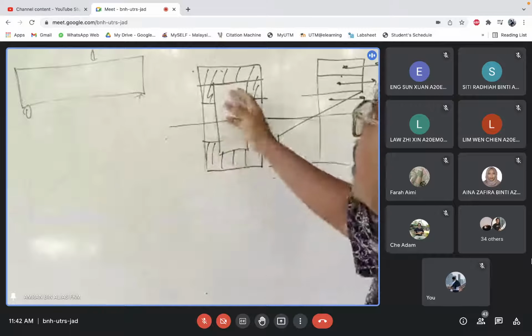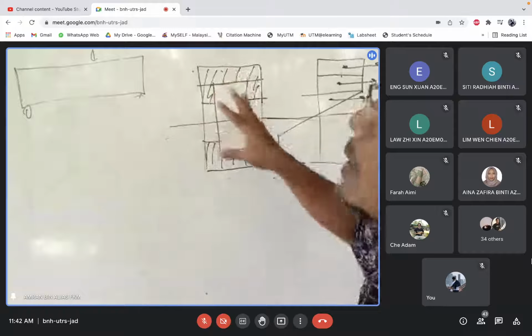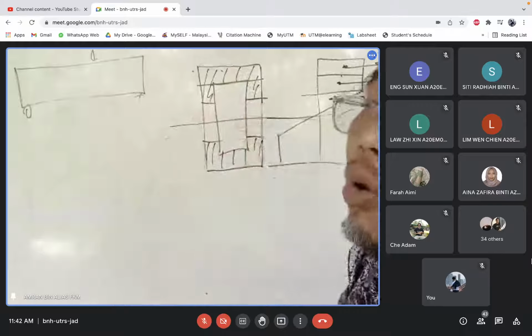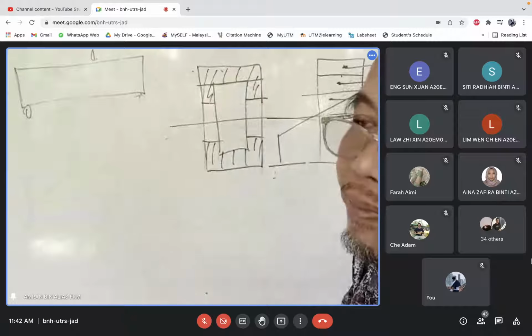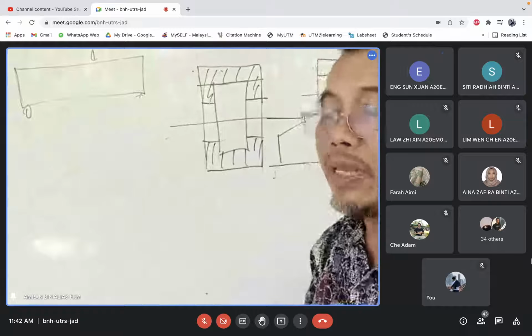For the case where we still have symmetry but a hollow area inside. Are you with me? Yes.